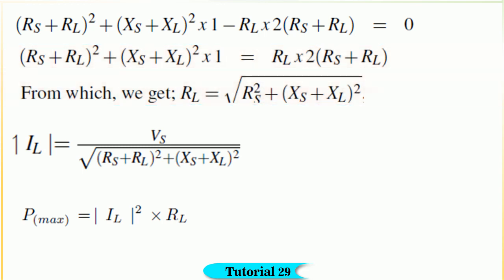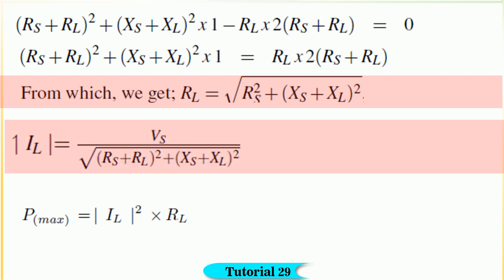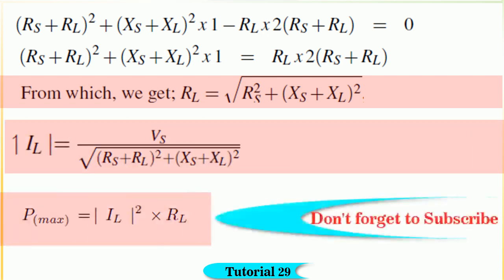By substituting this value of RL in the equation of current, we have to find mod of IL and then find Pmax using Pmax is equal to mod of IL squared into RL. Hope you understood it.